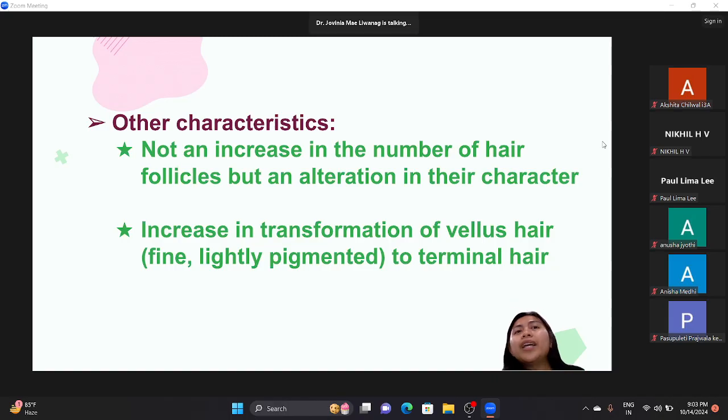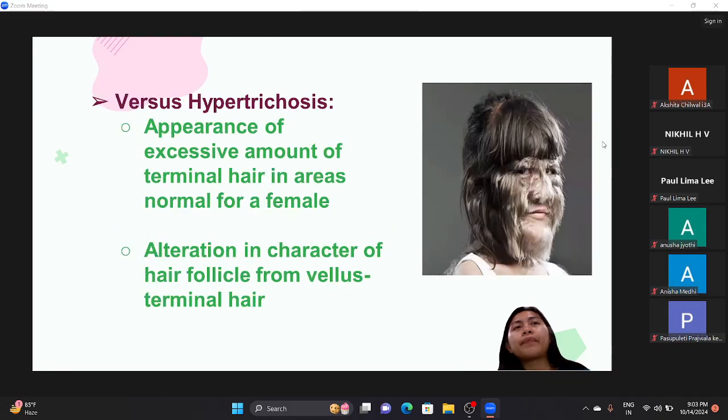So an increase in transformation of the vellus hair, usually fine and lightly pigmented, to terminal hair, the coarse one, and darkly pigmented. Hirsutism is not the same as hypertrichosis. What is hypertrichosis? Hypertrichosis is the appearance of an excessive amount of terminal hair in areas normal for a female. And number two, it's an alteration in the character of the hair follicle from vellus to terminal hair.